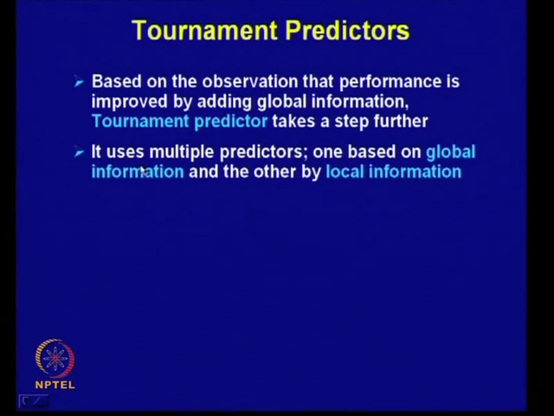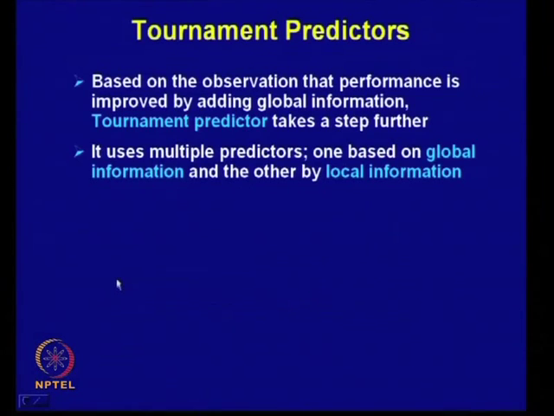What is being done? It uses multiple predictors, one based on global information and the other based on local information. For simplicity, you can have only 2 predictors. Local information is whether this particular branch was taken or not taken earlier, and global information means other branches, whether they were taken or not taken, and that information is used. So, this is the difference between local and global. Now, you can have 2 predictors, one local and one global, and you have to select one of the 2 predictors for the purpose of prediction. That is the basic idea of the tournament predictor.